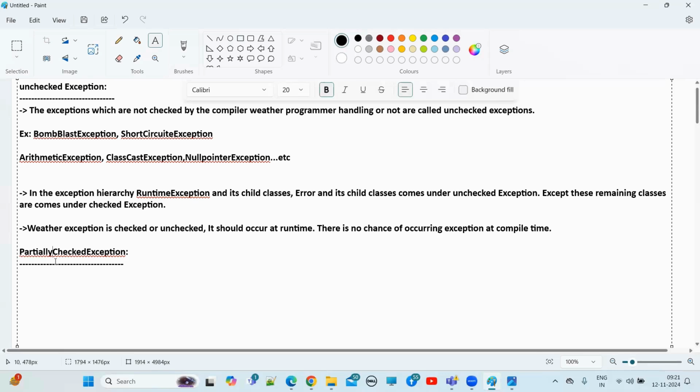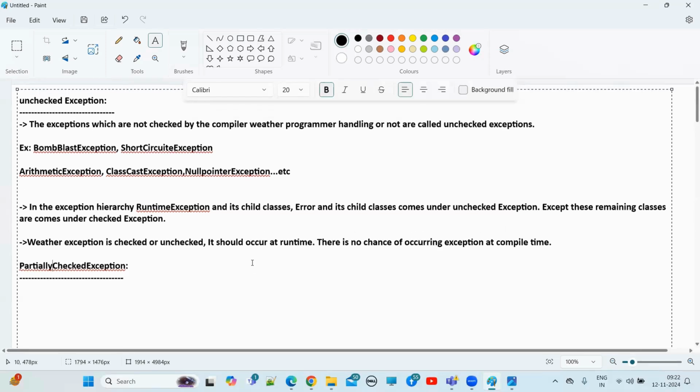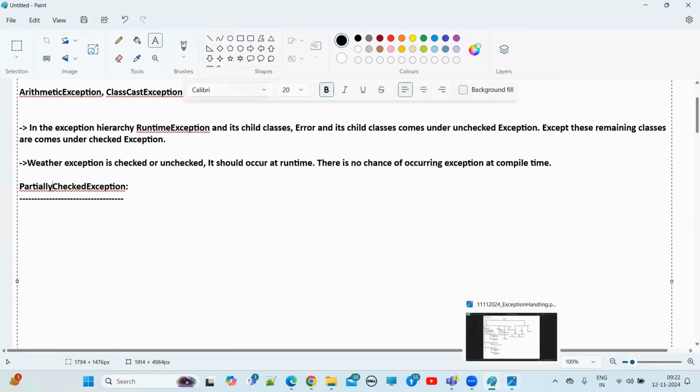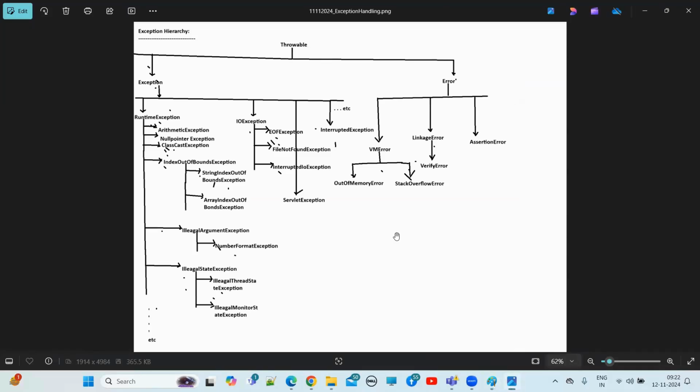Now, coming to our technology, fully checked exceptions and partially checked exceptions. A checked exception is said to be partially checked if and only if some of its child classes are unchecked. A checked exception is said to be fully checked if and only if all its child classes are also checked. Clear what I'm saying? See, what is fully checked exception means, when you can say this is a fully checked exception.